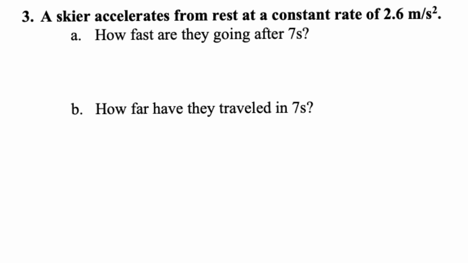So our skier accelerates from rest. When we know something's starting from rest, our initial velocity is 0 meters per second. And then accelerates at a constant rate of 2.6 meters per second squared. So that's our acceleration. And then in part A, we're given the time of 7 seconds. We want to know how fast they're going after something's occurred, so we are wanting to solve for our final velocity.